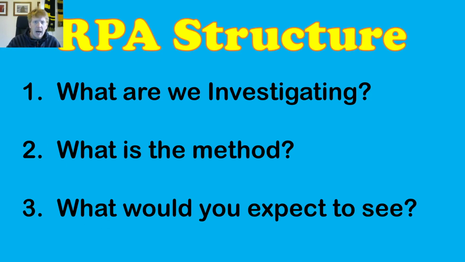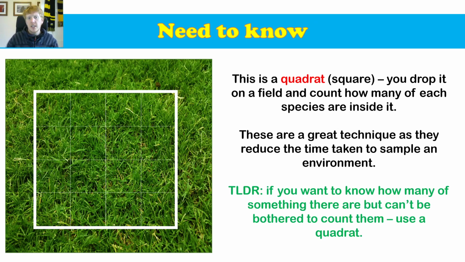The classic RPA structure: what are we investigating, what is the method, and what would you expect to see? This RPA is going to be divided into two sections, looking at how we sample an environment with quadrats and how we sample an environment with transects. So we need to know what these things are.